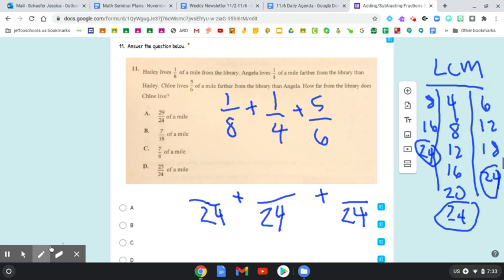I'm going to do my multiplication. I'm going to figure out what I need to multiply by along the side. So on the 8s, I needed 3 of them. So times 3. I'm going to do it to the top. 3 times 1 is 3. On the 4s, I need 6 of them. So I'm going to do times 6. 6 times 1 is 6. On the 6s, I need 4 of them. So times 4. 5 times 4 is 20.